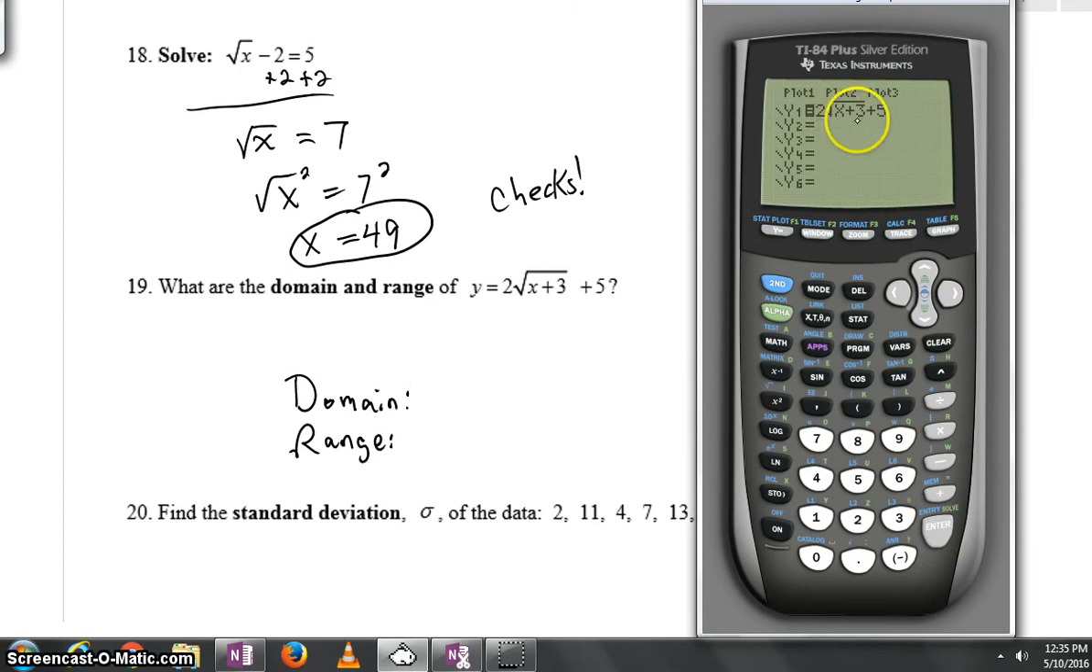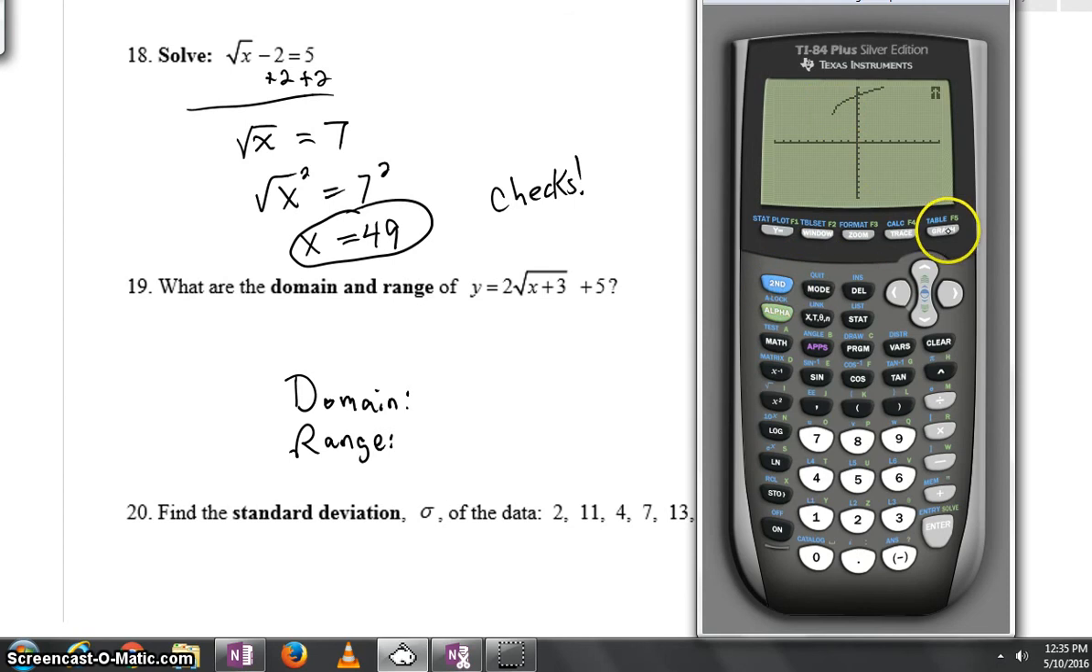Hopefully you remember x files. You think about something with -3. We might be shifted 3 steps to the left. Indeed, we will be. The plus 5 will be a vertical shift upwards 5. So if you were to hit zoom standard, you can see that square root shape. It's going to be 3 steps to the left of the origin and 5 steps up.